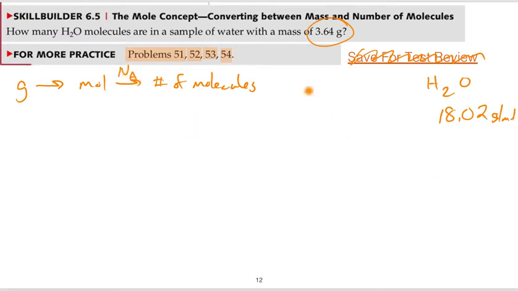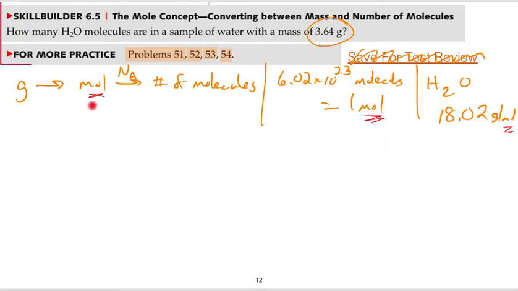And just let's write that out. Avogadro's number now is, right, it's 6.02 times 10 to the 23. In this case, it's a molecule, so we'll call it molecules, and that equals 1 mole. And again, there's that mole playing the role as the one in the middle. Start with grams, transition to moles, and finally over to the number of molecules.